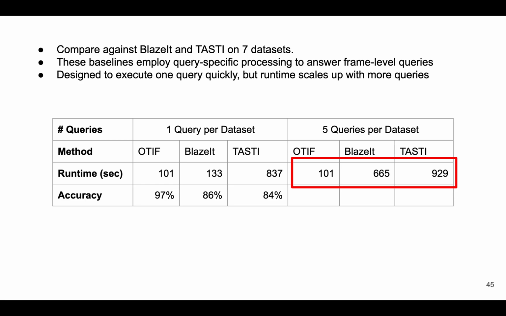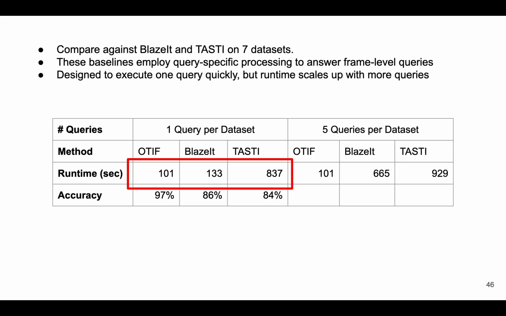So for 5 queries per dataset, we see that indeed OTIF is quite a bit faster because it only has to do 1 pass through the video to do this general purpose object detection and tracking, whereas BlazeIt and TASTI keep having to revisit the video over and over for every additional query. In fact, after OTIF computes the object tracks, processing every additional query takes just about 100 milliseconds.